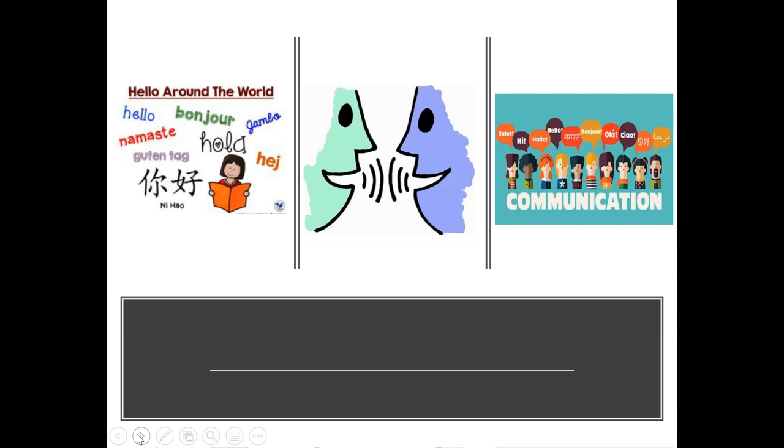Oh, in the first picture, I notice a bunch of different languages, and it says hello around the world. Hola, Jambo, Guten Tag, hello, Ni hao, bonjour, namaste. So, those are all different languages. In the second picture, I notice people talking. And in the third picture, there's a bunch of people speaking different languages. So, how are these pictures the same or similar?